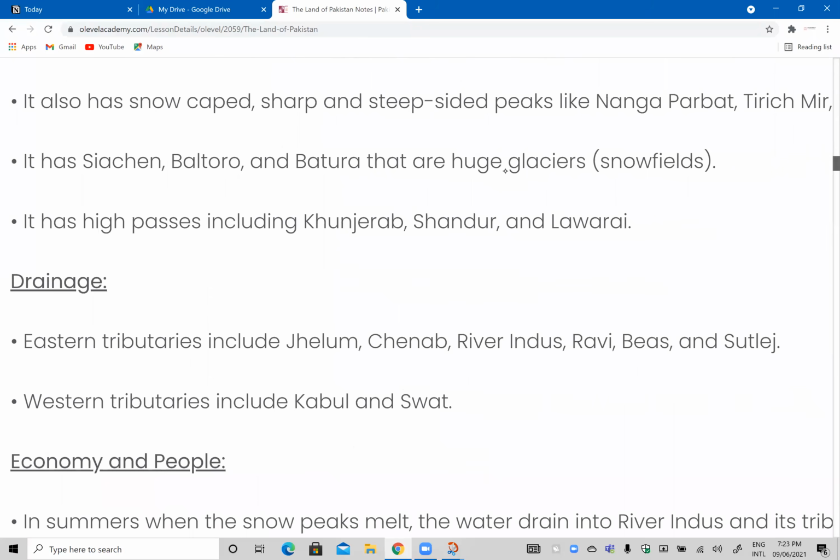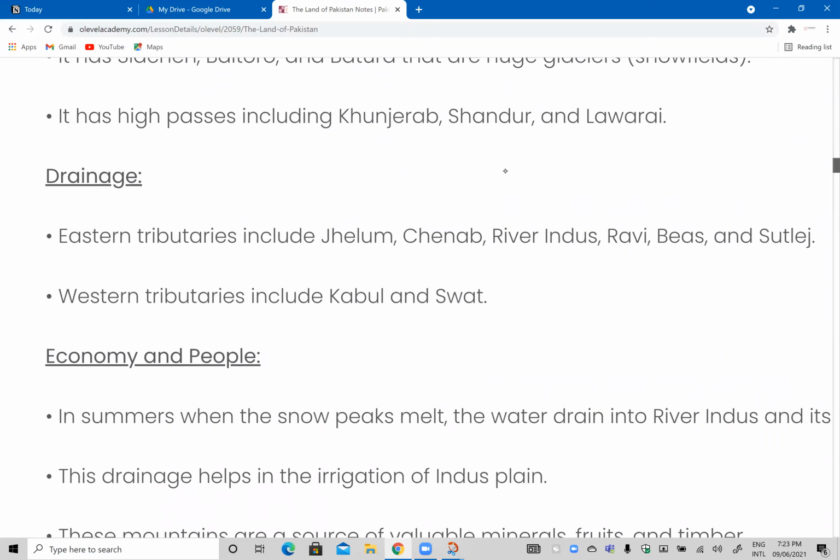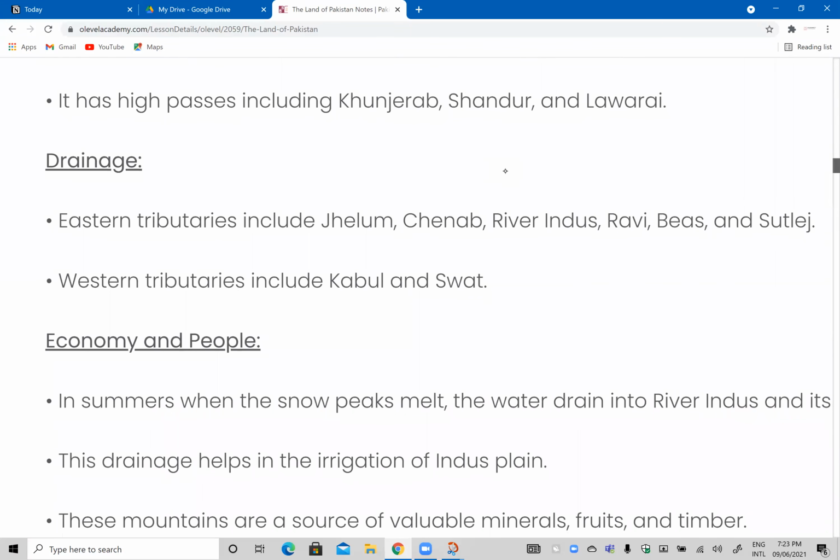If you look at the drainage features, guys, what is drainage? Any idea? What do you understand by the drainage features of northern mountains? No? Okay. Dua, any idea? Yeah, some sort of sewage system.